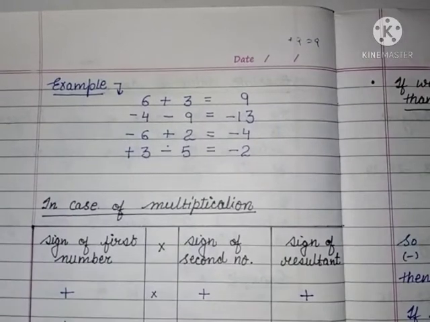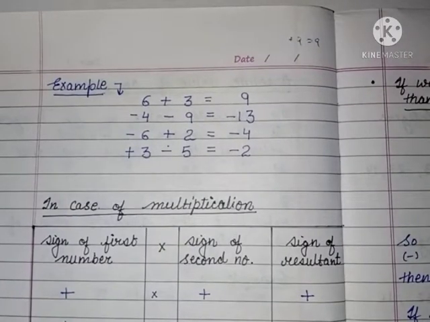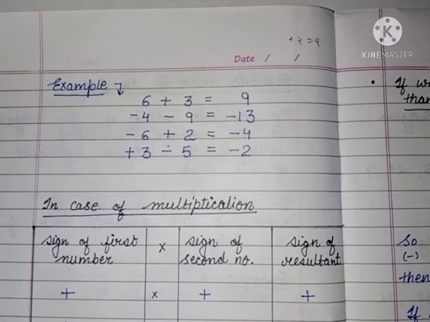Okay, simple concept is there. If both the numbers have same sign, add them. If both the numbers have different sign, subtract them and put the sign of the bigger numerical value.